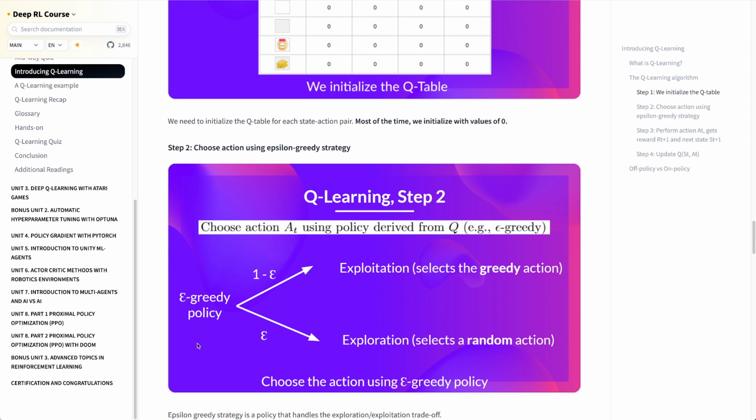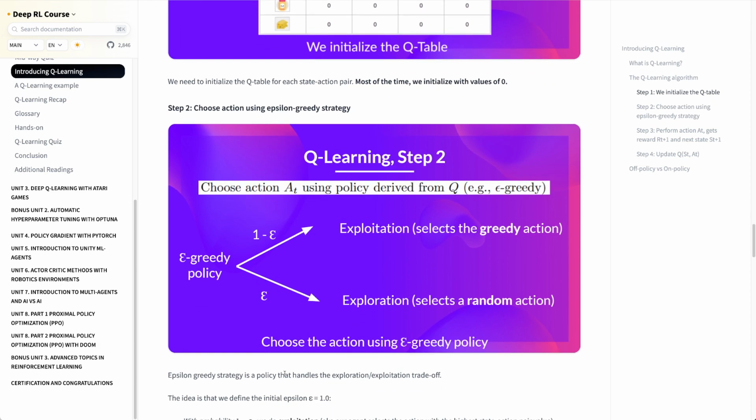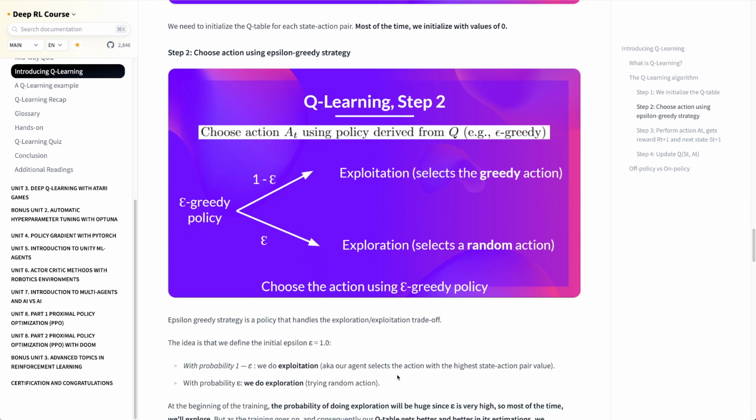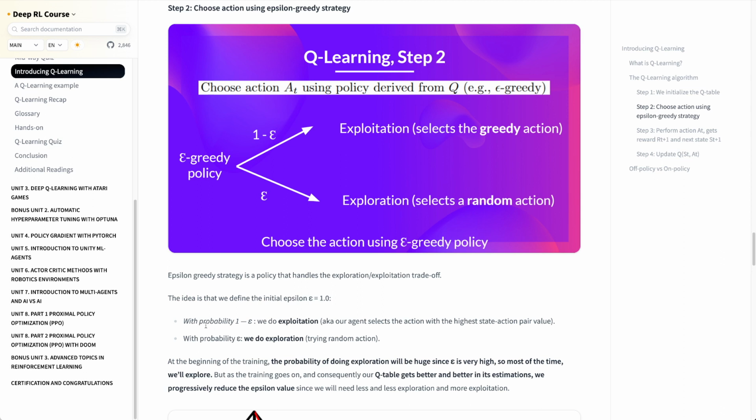This is epsilon greedy. So epsilon greedy is, we will probably handpick epsilon, and then with some probability we will do exploitation, and with some other probability we'll do exploration. Right, so here's the epsilon value, and then 1 minus epsilon goes this way, and if you add these two together, then you get 1, right? So this serves as a probability. Epsilon greedy is a policy that handles the exploration and exploitation trade-off. The idea is that we define the initial epsilon, here epsilon equals 1, with probability 1 minus epsilon we do exploration, with probability epsilon we do exploitation.